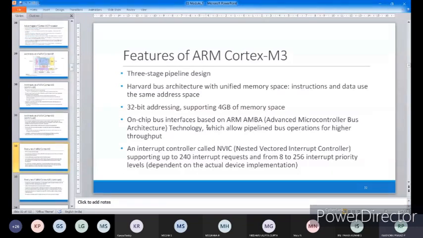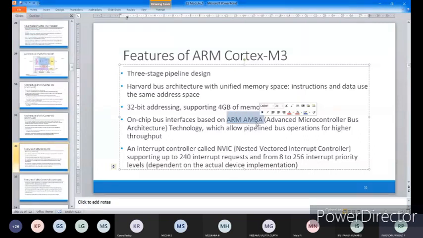On-chip bus interface based on AMBA. AMBA is nothing but Advanced Microcontroller Bus Architecture technology. Right. So bus interface technology is followed by this AMBA, which allows pipelined bus operation for higher throughput. Okay. So why do we do pipelining? Because your result should be fast. You should get output at a faster rate. That is why we follow this part.